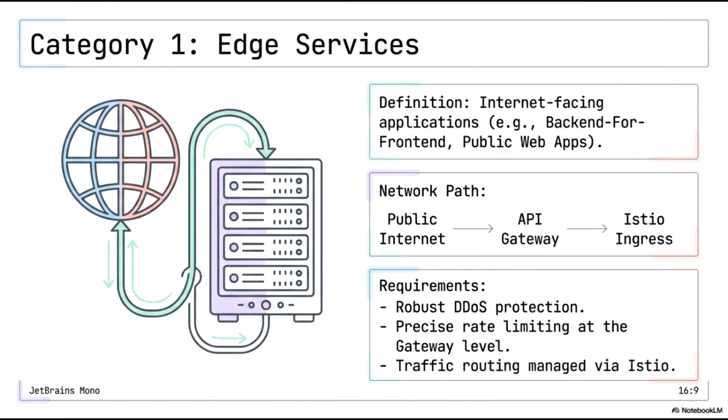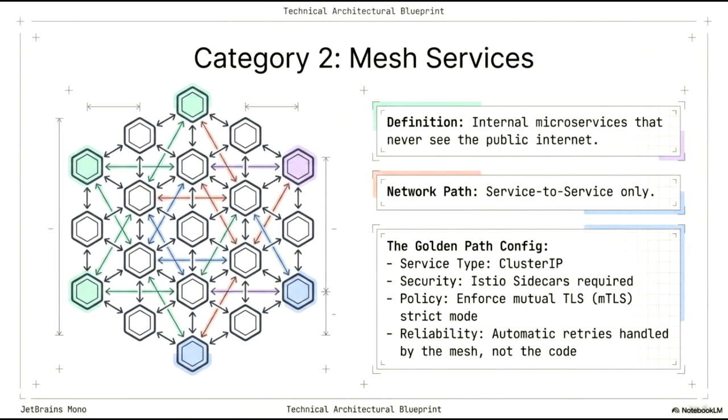Category 1 focuses on edge services, which are defined as internet-facing applications such as backend for front-end services and public web apps. The network path for these services flows from the public internet through an API gateway and into the Istio ingress. Because these services are exposed to external traffic, they must meet 3 critical requirements: robust DDoS protection to maintain availability, precise rate limiting at the gateway level to manage load, and traffic routing managed via Istio for granular control.